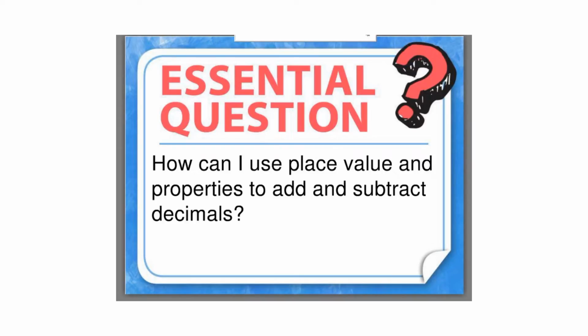This time, our essential question is how you can use place value and properties to add and subtract decimals. Remember how I told you yesterday that if you go shopping at the store and you only have so much money to spend and you want to make sure you don't go over that amount, then rounding is what you would do with all of the prices of all the items you want to buy. You're going to round those, and then you would have to add them up. And that's exactly what we're going to be doing today.